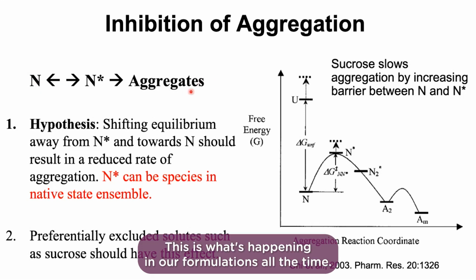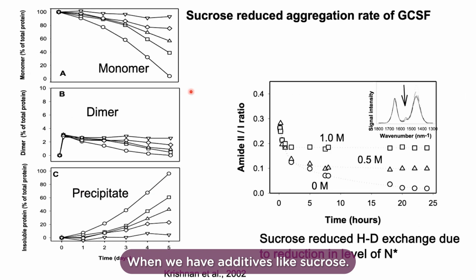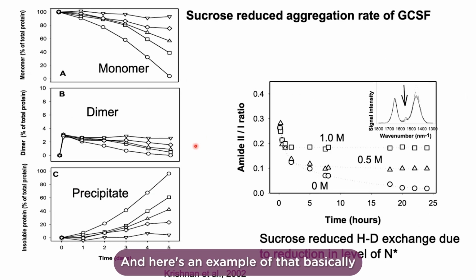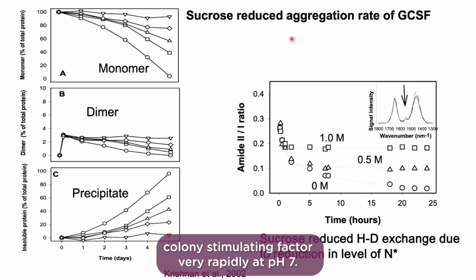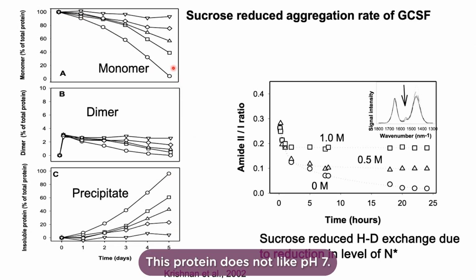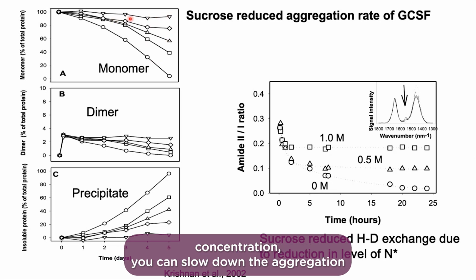This is what's happening in our formulations all the time when we have additives like sucrose. And here's an example of that, basically showing monomer loss of granulocyte colony stimulating factor very rapidly at pH 7. This protein does not like pH 7. And as you do the study as a function of higher sucrose concentration, you can slow down the aggregation.